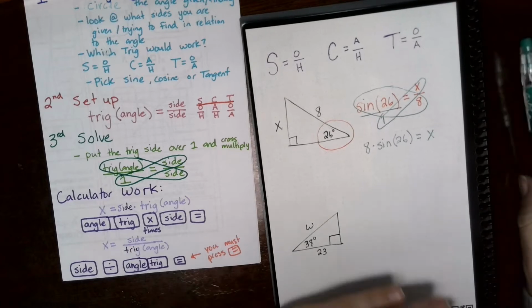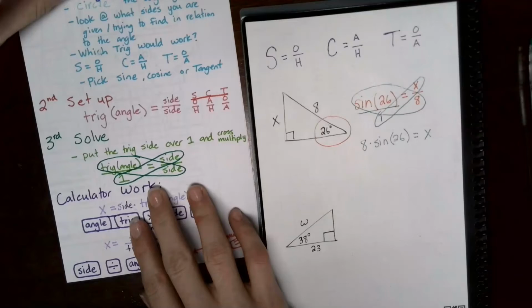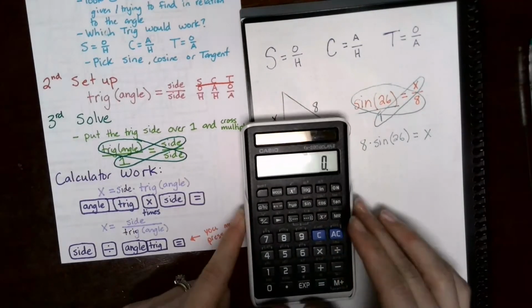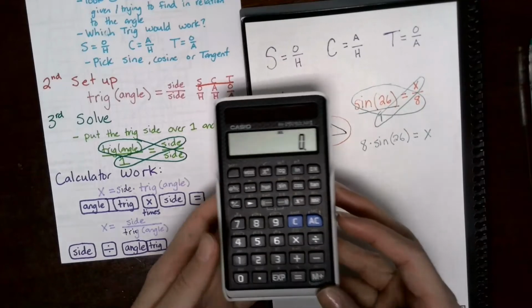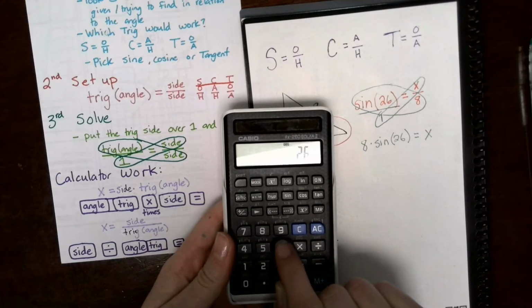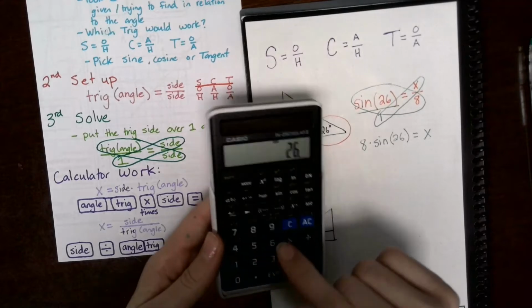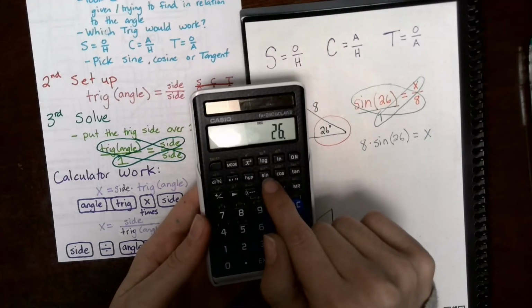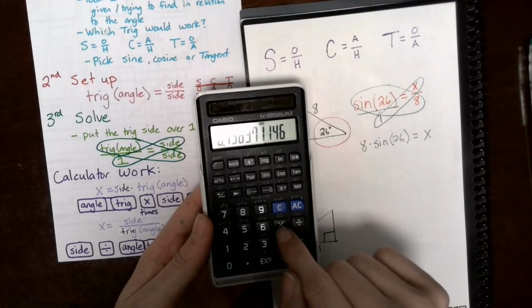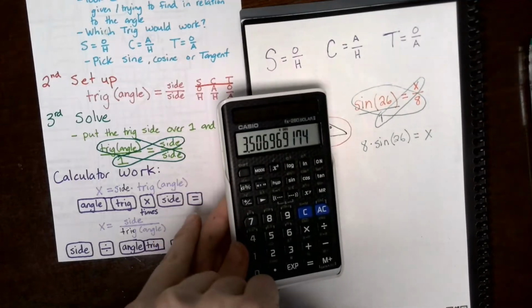Okay, now let me show you how I actually type that into the calculator. The calculator work is down here. I'm going to show it on both a school calculator and a phone calculator, okay? Because it's the same thing either way, but I just want to show you guys. So angle trig, so my angle is 26, and then I immediately press the trig, so they go together, okay? So my trig is sine, so I press this little sine button right here, times the side, times 8. It says I have to press equals, so I press equals.